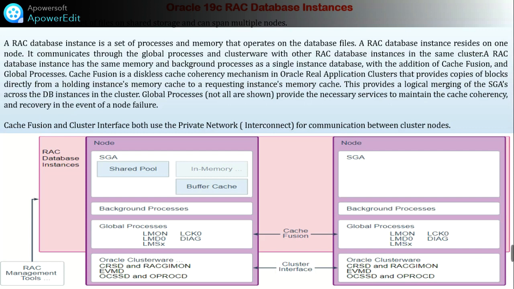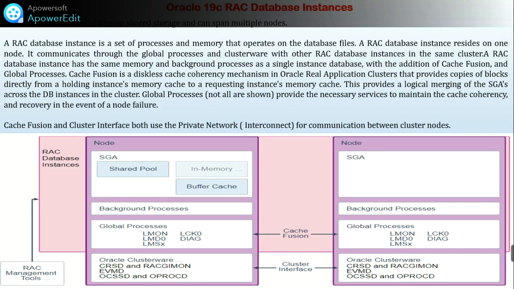An Oracle database is a set of files. A shared storage can span multiple nodes. A RAC database instance is a set of processes and memory that operates on database files. A RAC database instance resides on one node. It communicates through the global processes and cluster with the RAC database instances in the same cluster. A RAC database instance has the same memory and background processes as a single instance database, with the addition of cache fusion and global processes.